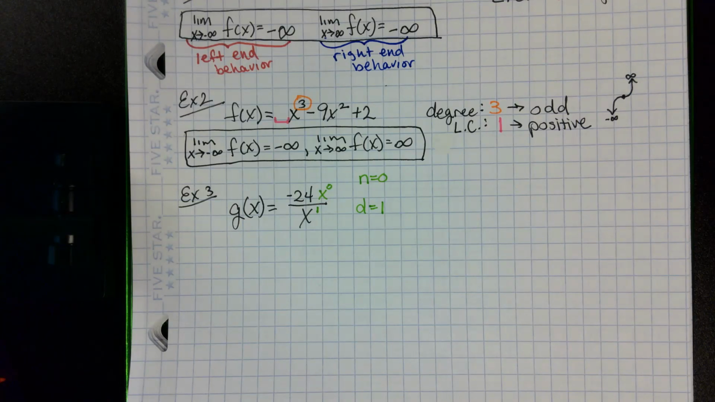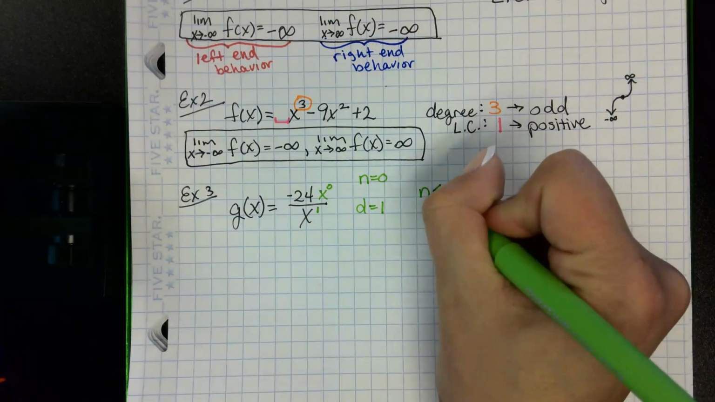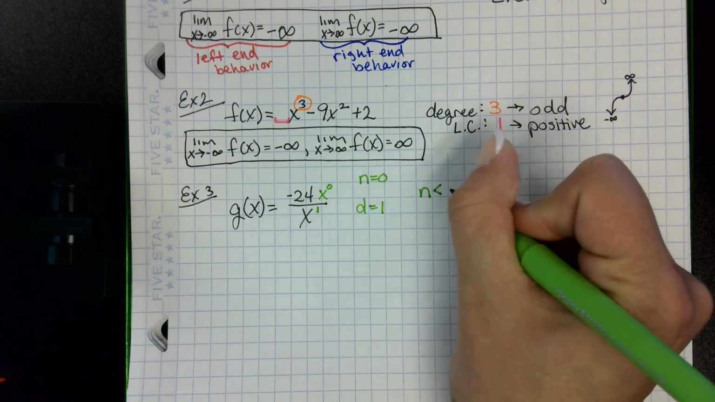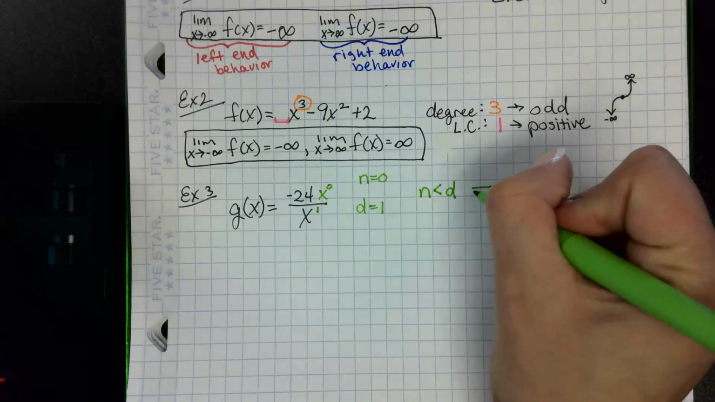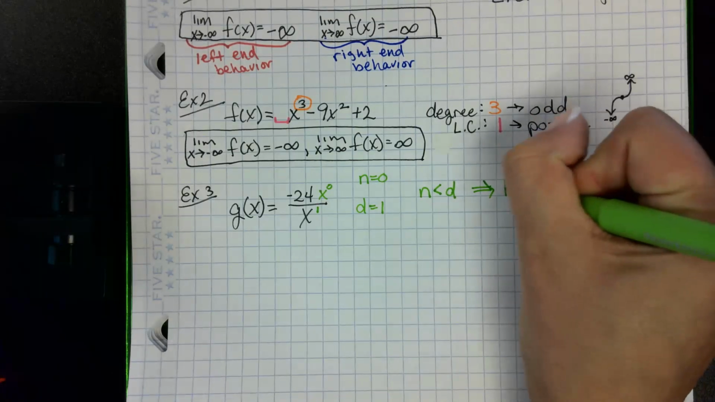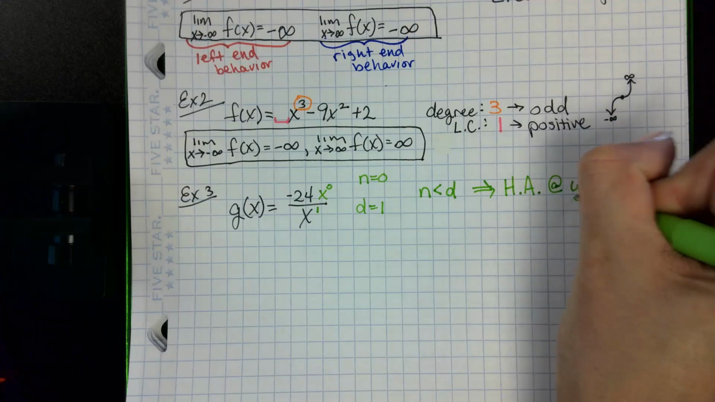The degree of the numerator is less than the degree of the denominator. n is less than d, because 0 is less than 1. If the degree of the numerator is less than the degree of the denominator, then you have a horizontal asymptote at y equals 0.